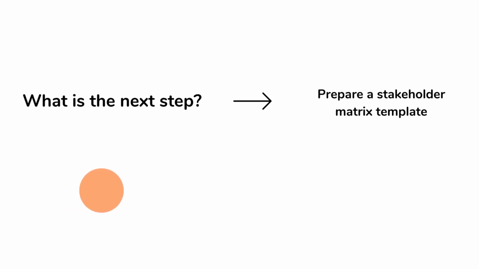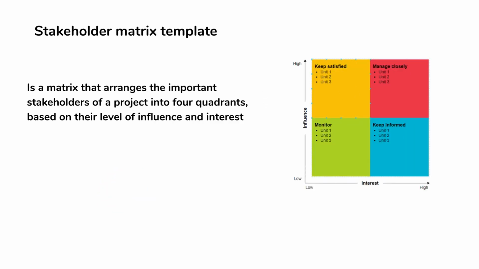What is the next step? Prepare a stakeholder matrix template. A stakeholder matrix template is a matrix that arranges the important stakeholders of a project into four quadrants, based on their level of influence and interest.